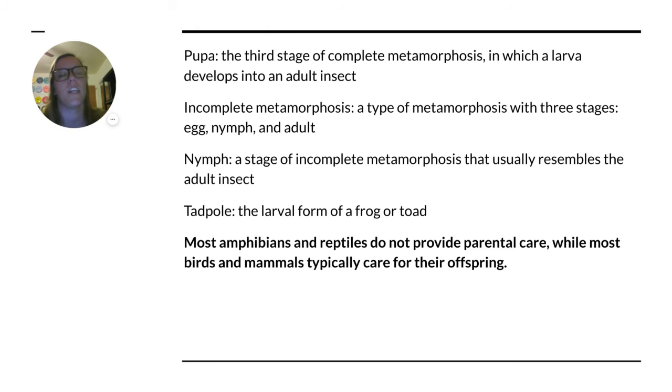Incomplete metamorphosis, a type of metamorphosis with 3 stages: egg, nymph, and adult. A nymph is a stage of incomplete metamorphosis that usually resembles the adult insect. Tadpole is the larval form of a frog or toad. Most amphibians and reptiles do not provide parental care, while most birds and mammals typically care for their offspring.